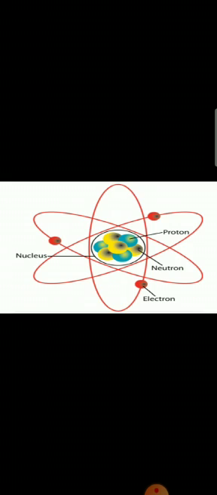Here in this figure you can see that the protons and neutrons are present within the nucleus, while the electrons are revolving around the nucleus. Keep in mind that the electrons were discovered by J.J. Thomson, while the neutrons were discovered by Chadwick and the protons were discovered by the scientist Goldstein.